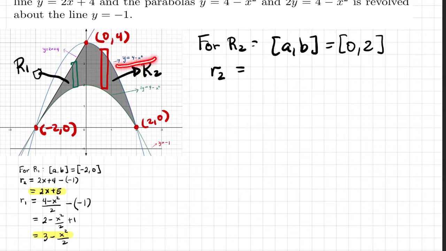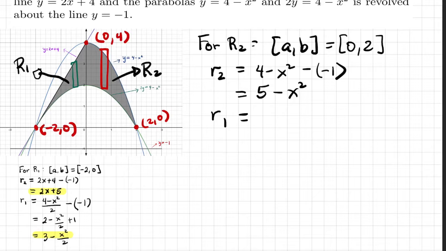So the farther tip is this parabola, y equal to 4 minus x squared, minus the lower curve, which is negative 1. So this is equal to 5 minus x squared. And for R1, again, that is the distance of the nearer tip to this. Okay, so similar lang din sila nung R1 nung una. So R1 is equal to 3 minus x squared all over 2. Okay?